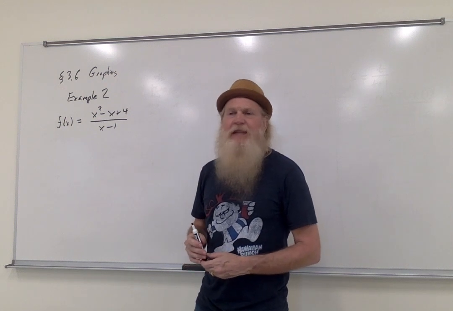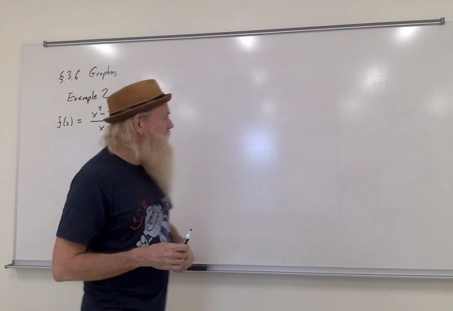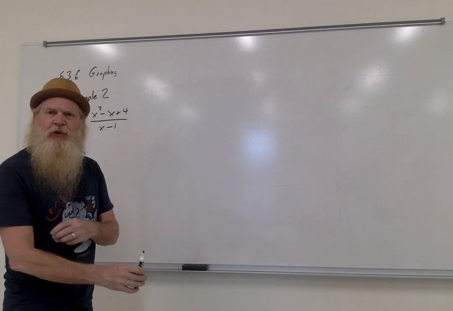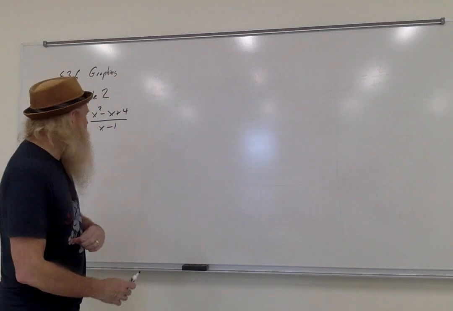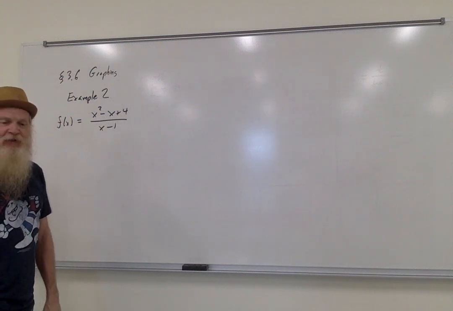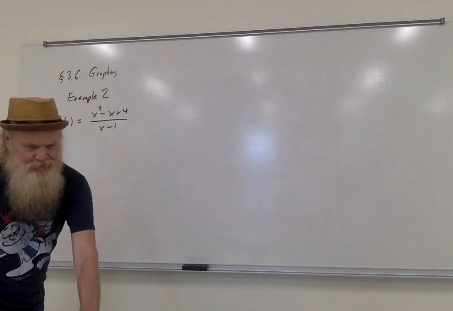Our second graphing example is going to be a rational function. This one's going to take a little bit longer than the polynomial we did as our first example, so I'll break this video into two parts. First of all, let's get all of our pre-calculus information about this function.